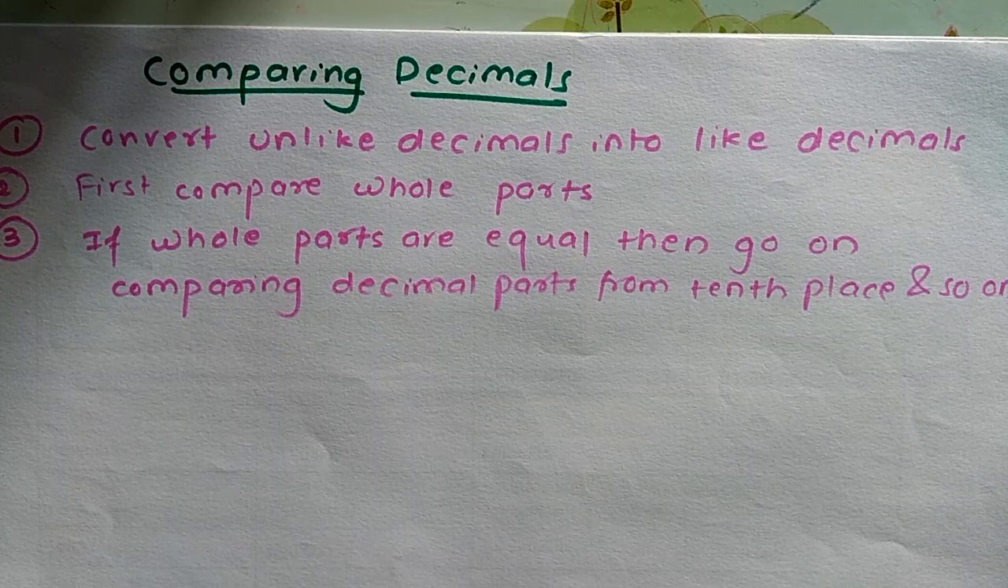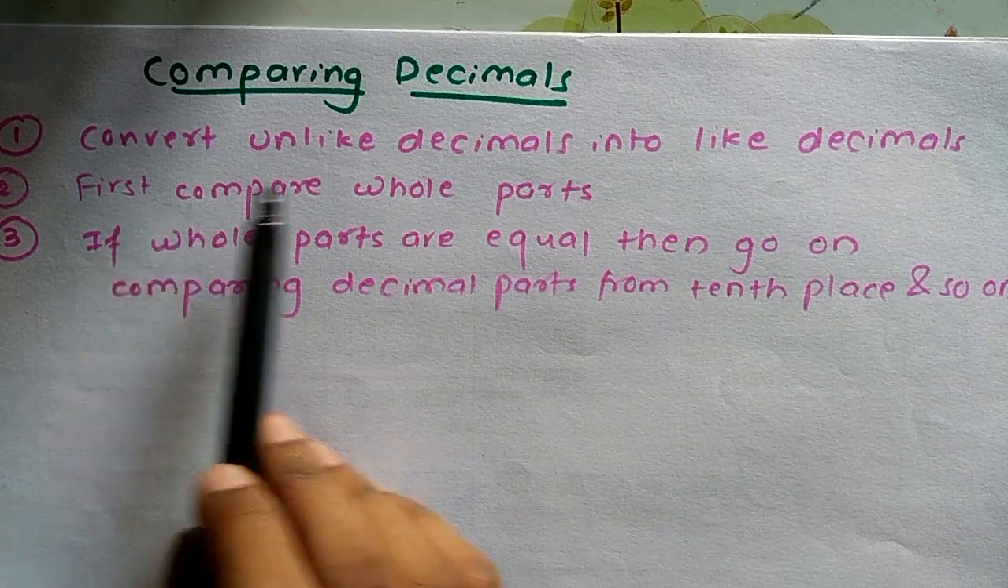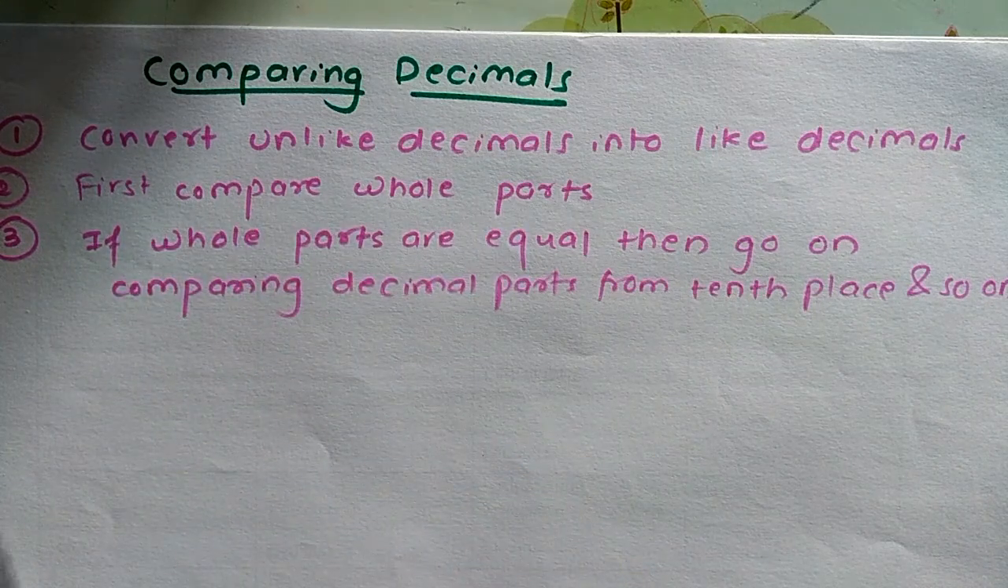So the rules are: convert unlike decimals into like decimals. What are unlike and like decimals? I have explained in my previous video, so you can watch that. Then first compare the whole part. As we know, decimals will have the whole part and a decimal part. So first of all, I have to compare the whole parts.